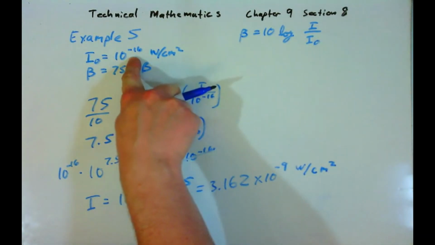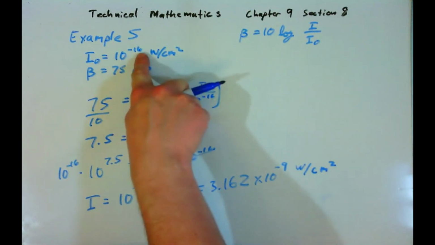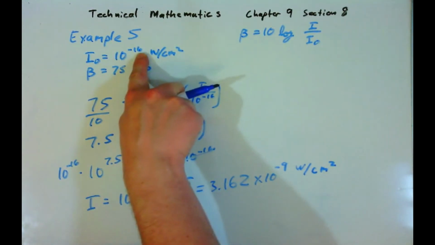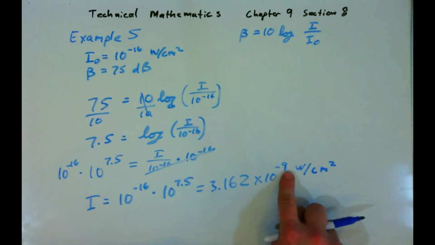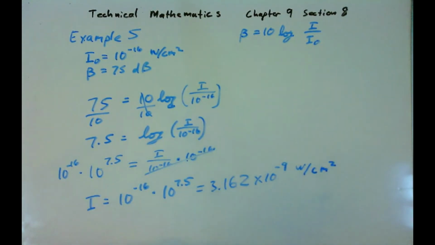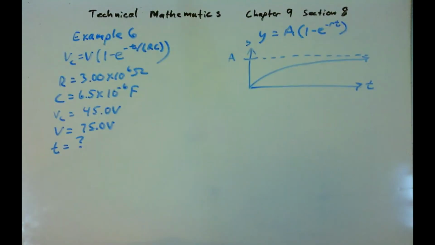And you can see that the threshold of hearing is 10 to the negative 16th power, which is a very small number. This is 3.162 times 10 to the negative 9th. This number is slightly larger, and so the intensity of sound of the street traffic is significantly more intense than the threshold of hearing.